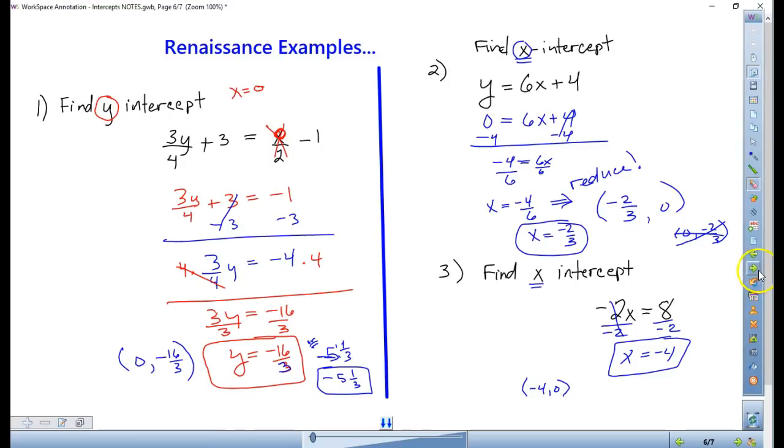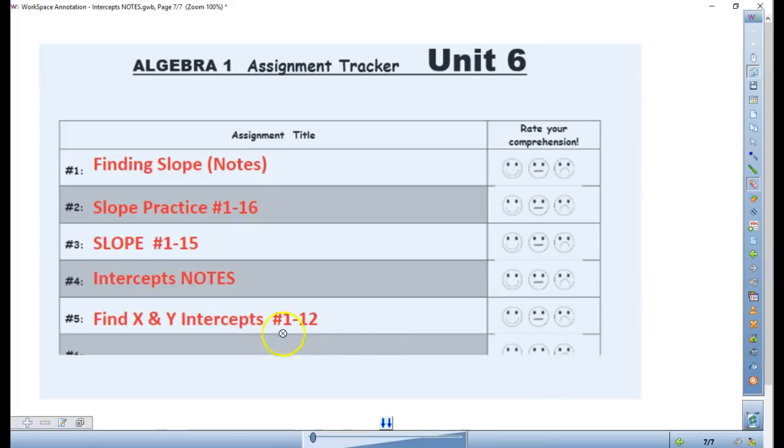The first couple Renaissances are about slope. All right, so go ahead, if you didn't already, do the paper assignment first, check the key, and then you can work on wherever you are in Renaissance, whether it's slope or intercepts.